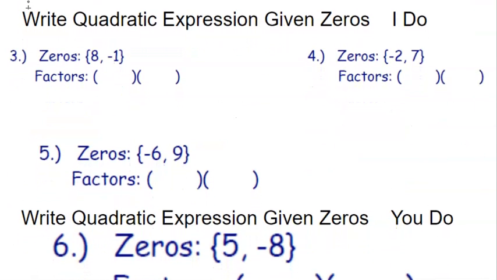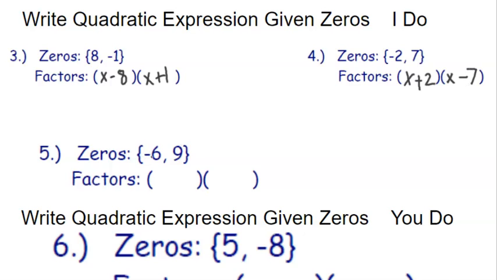Let's look at this example. Write quadratic expressions given zeros. So if you're given the zeros 8 and -1, your factors would be x minus 8 and x plus 1. You change the signs of the zeros. For this one, we have zeros -2, 7, so your factors would be x plus 2, x minus 7.